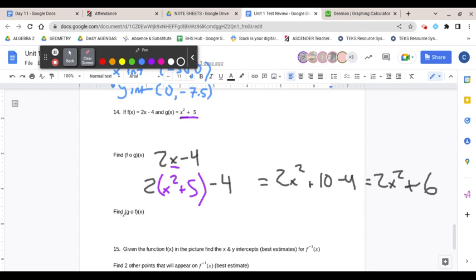If we're going g of f of x, so now we're going to take our x squared plus 5. And for the x, we're going to plug in 2x minus 4. So what we're going to have is 2x minus 4 squared plus 5. 2x minus 4 squared plus 5, if you're doing g of f of x.